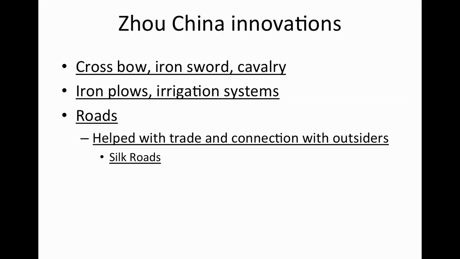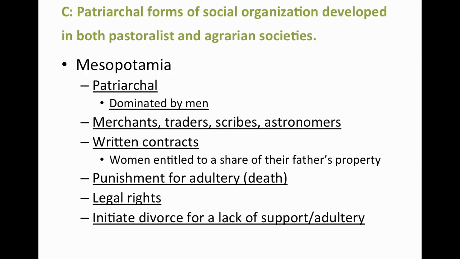All right, what about the Chinese? The Zhou dynasty, we're going to see the development of the crossbow, the iron sword, cavalry systems, or armies that utilize domesticated animals like the horse. Iron plows, obviously, that would help farming, and irrigation systems. And we know that roads were starting to be built. Maybe not the Silk Roads are starting to emerge. They actually are discovered during the Han Dynasty, but we're going to see the building of those roads early on during the Zhou Dynasty.